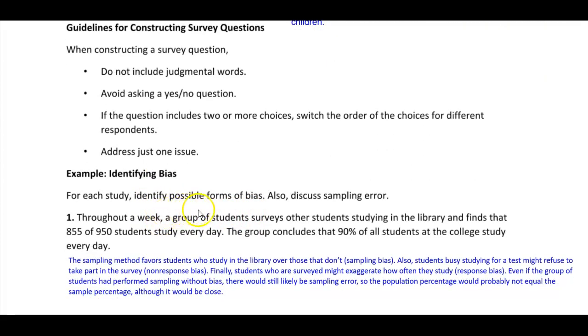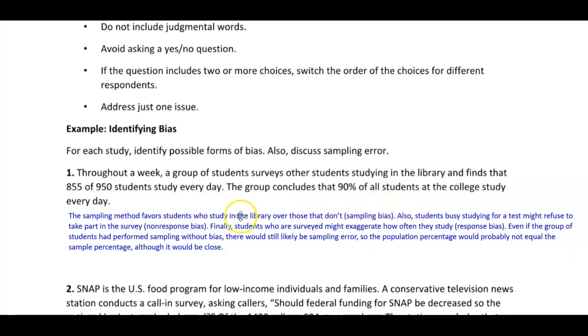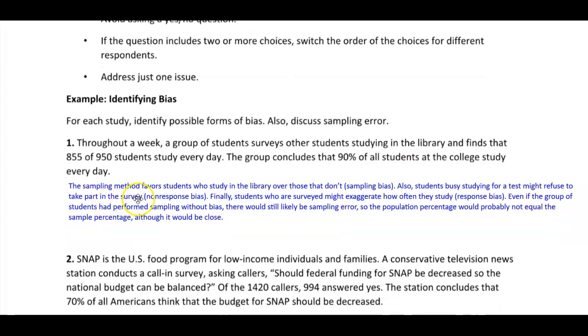For each study, identify possible forms of bias, and then also discuss the sampling error. So throughout a week, a group of students surveys other students studying in the library and finds that 855 of the 950 students study every day. The group concludes that 90% of all students at the college study every day. Now, the sampling method favors students who study in the library over those that don't, which is a sampling bias. Also, students busy studying for a test might refuse to take part in a survey, which is a non-response bias. And finally, students who are surveyed might exaggerate how often they study, which is a response bias.